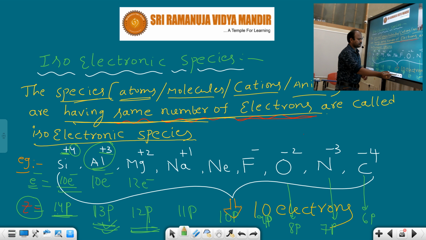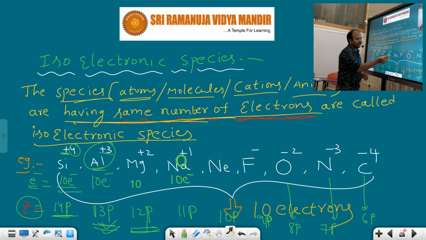As well as the sodium atom. Sodium atomic number how much? 11. So 11 protons we expected, as well as 11 electrons. But how many electrons does it lose? 1 electron, because plus means loss. So out of 11 electrons, it donates 1 electron. That's why it has 10 electrons.